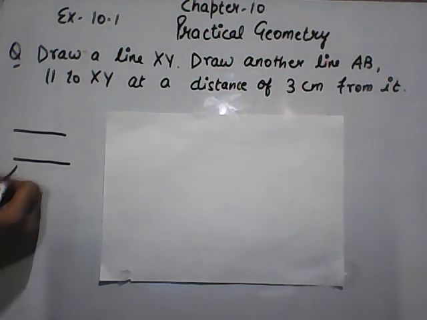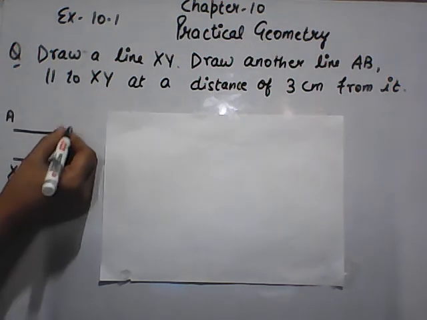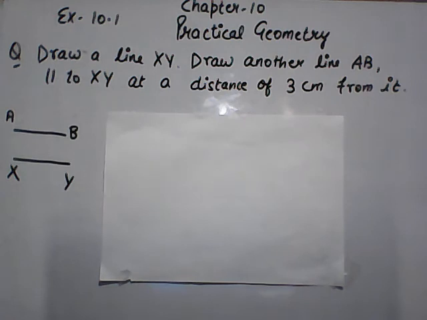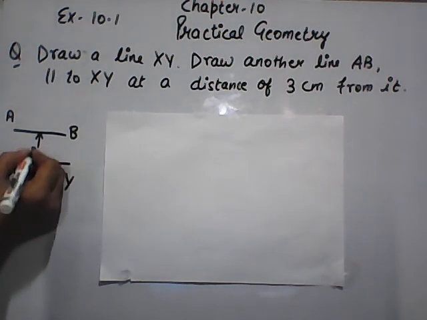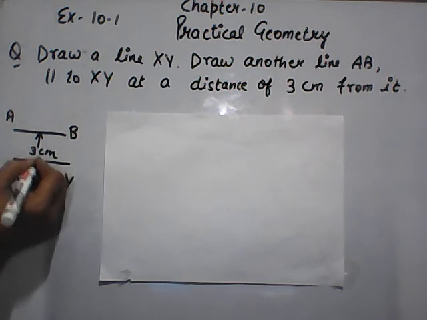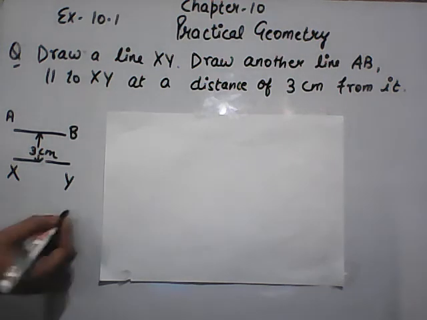It is line XY. It is line AB. Two parallel lines and the distance between them should be 3 centimeters. You have to draw two parallel lines in such a way that the distance between them should be 3 centimeters. Now, we know, what is the property of parallel lines?